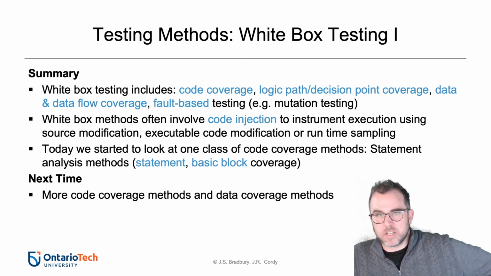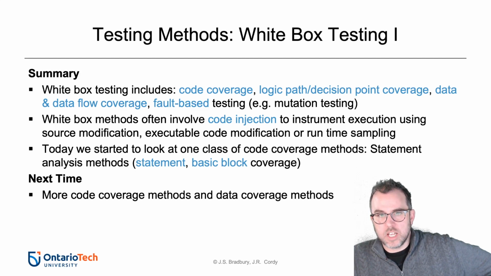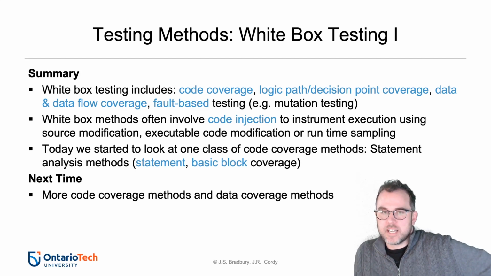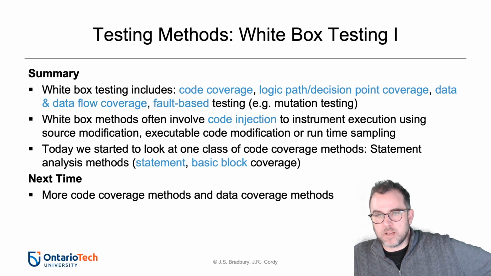We also took a deep dive into code injection and looked at the purposes of code injection, 3 different strategies for code injection, namely source modification, executable code modification, and executable sampling or runtime sampling. Next time we're going to do more methods, and we'll do some breakout group examples, namely with the path, or the flow dependent code coverage methods, and data coverage methods as well.